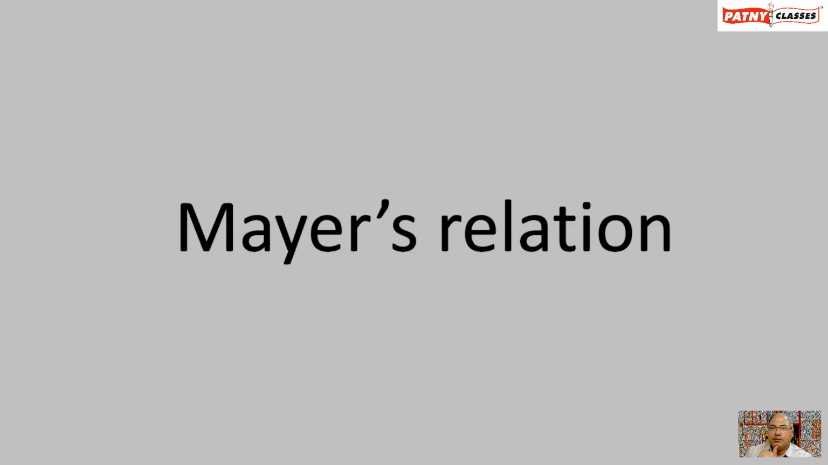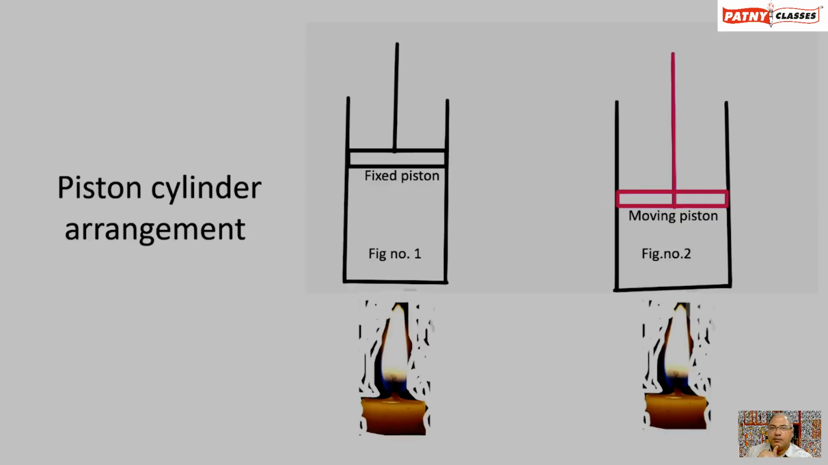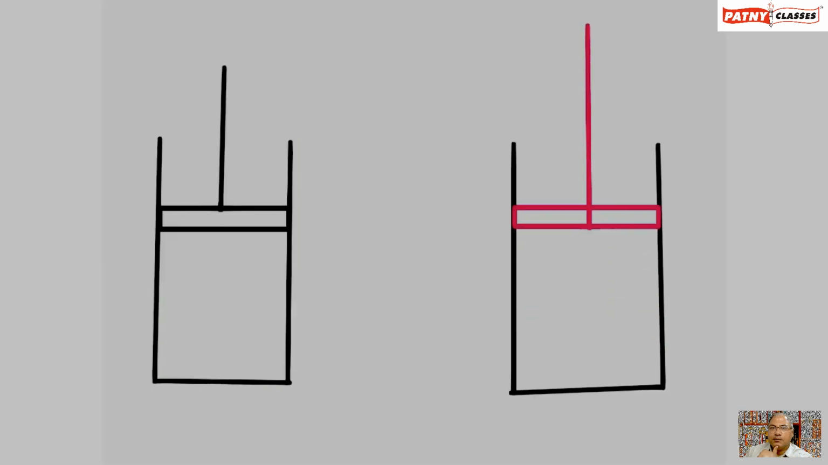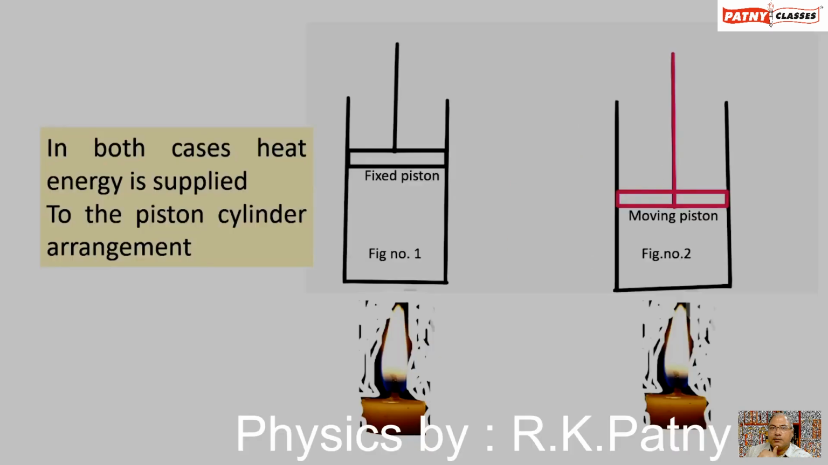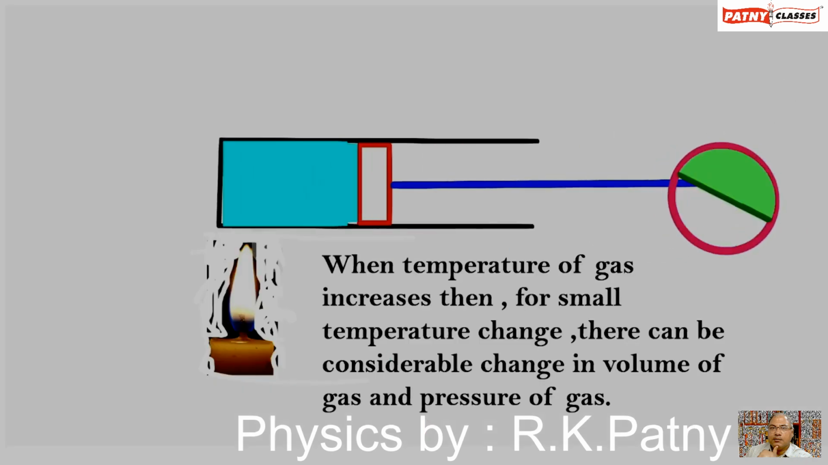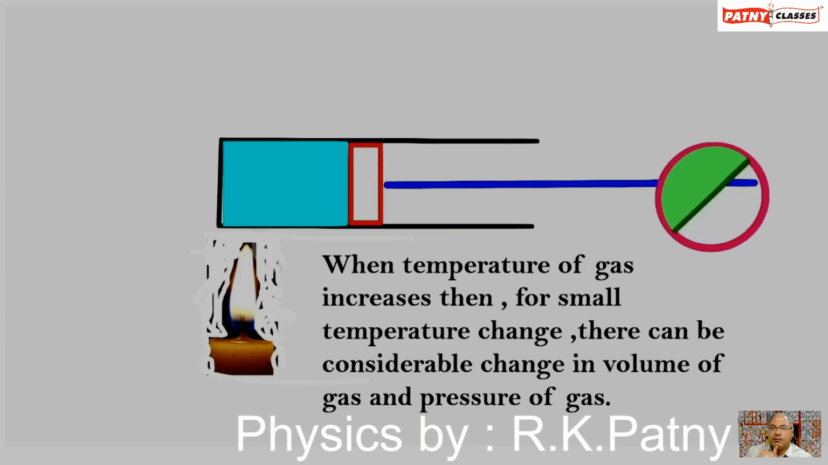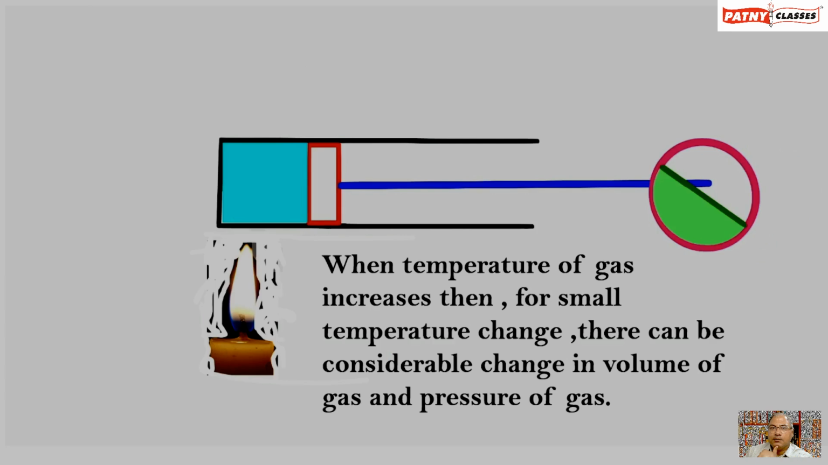To derive Mayer's relation, we need to talk about a piston cylinder arrangement, in which we are going to discuss two positions. One is a fixed position and the second one is a moving piston. The piston can move up and down. In both cases, heat energy is supplied to the piston cylinder arrangement. Suppose an ideal gas is enclosed in the cylinder and heat energy is supplied to it.